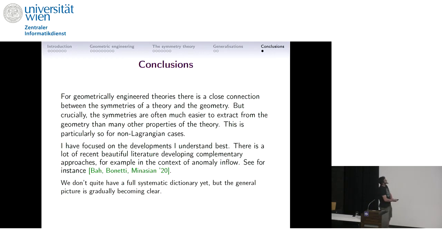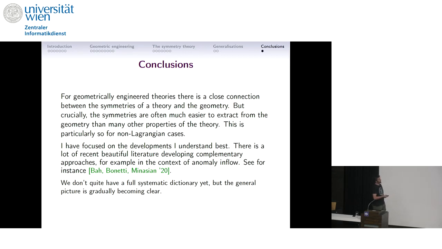So for geometrically engineered theories, there's a close connection between the symmetries of a theory and the geometry, but crucially, the symmetries are much easier to compute. What I showed you is technical, but it's doable. And many other properties of the theory are just not doable with the level of technology that we have right now. And this is particularly so for non-Lagrangian cases. And I have focused on the developments I understand best, but there's a lot of beautiful things that I could have explained that are also really nice.